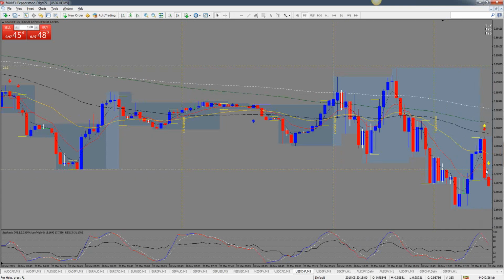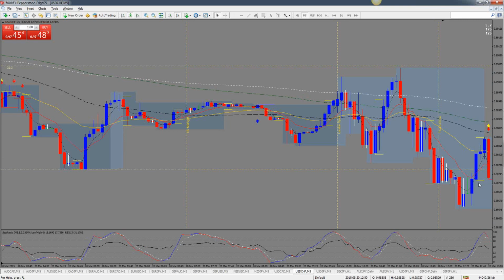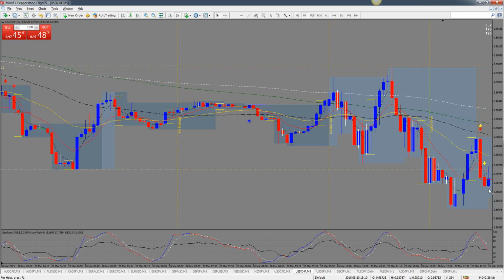Moving averages in the right order. I moved a little too fast. Okay, there's your entry there. You should be in that trade. And your stop on this trade is 12 pips. You had an inside bar after that first trade on that pair.